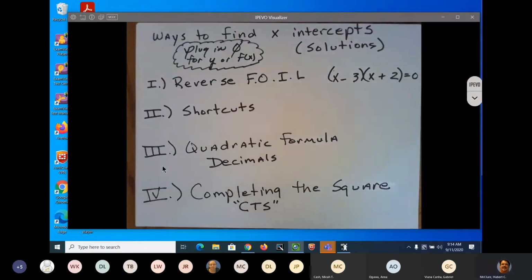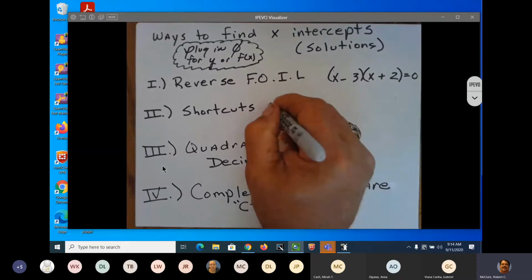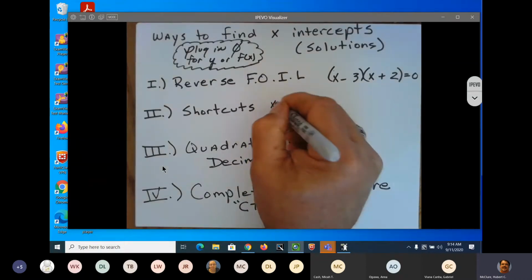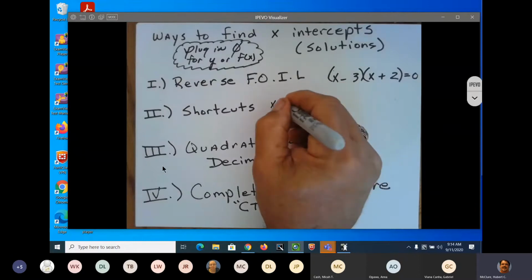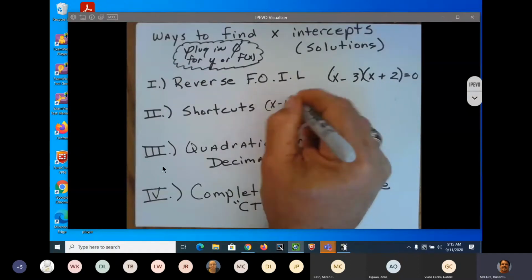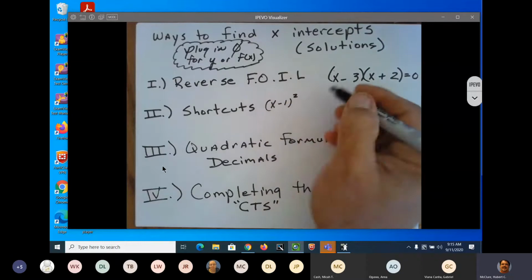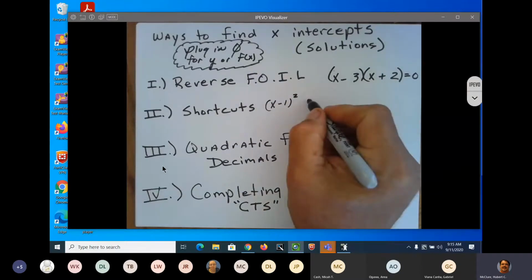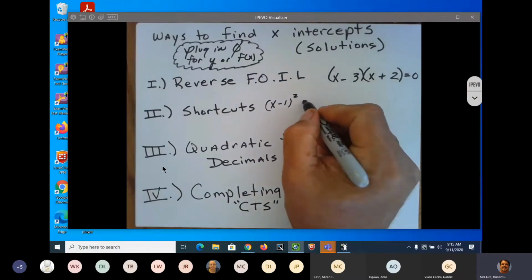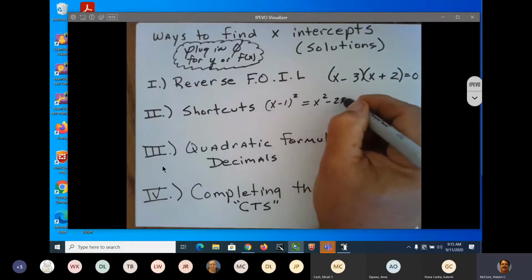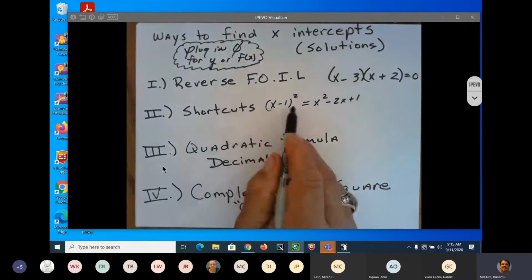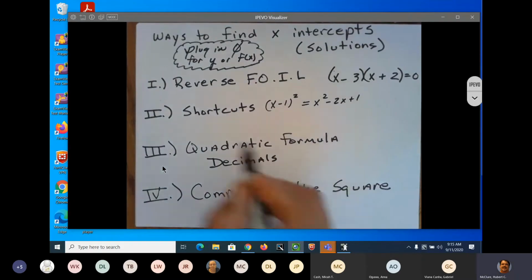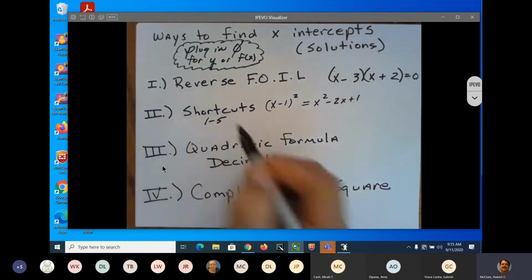Shortcuts. If you have x minus 1 quantity squared, that's equal to x squared minus 2x plus 1, and then you set that equal to 0 and solve. Okay, so you have the shortcuts, numbers 1 through 5.